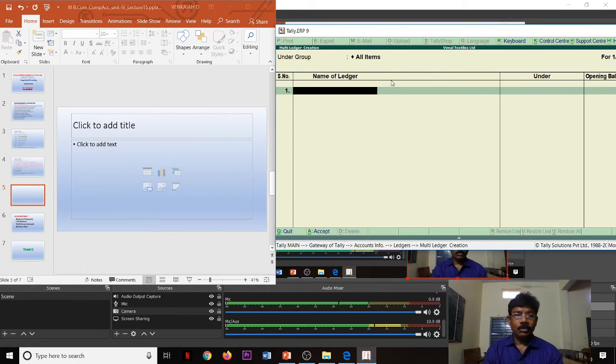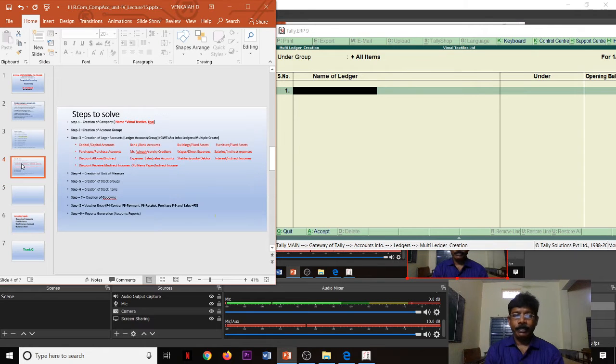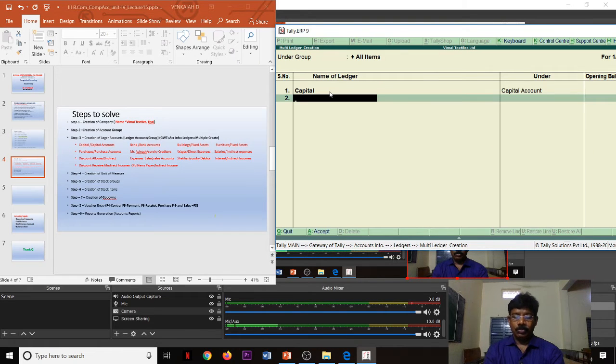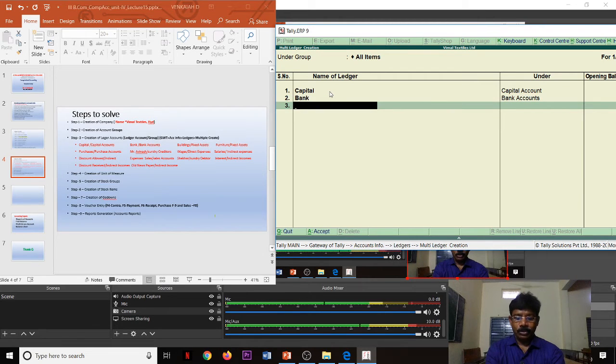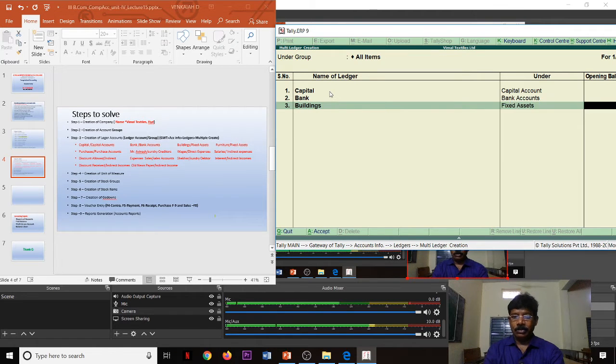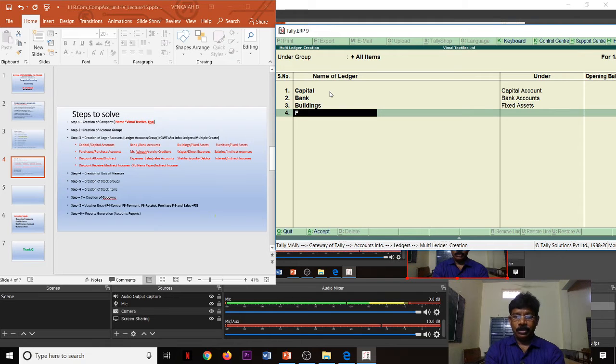All items. First one is capital, under capital group. Next one is bank, under bank accounts. Next one is buildings, under fixed assets. Next one is furniture, under fixed assets.